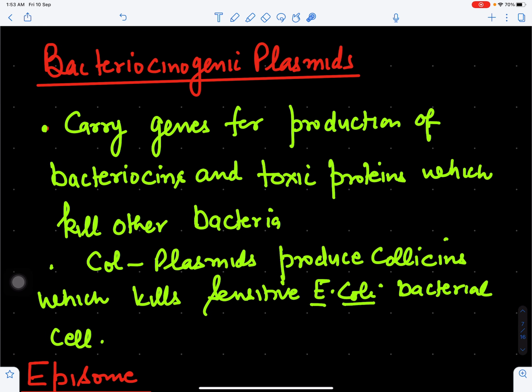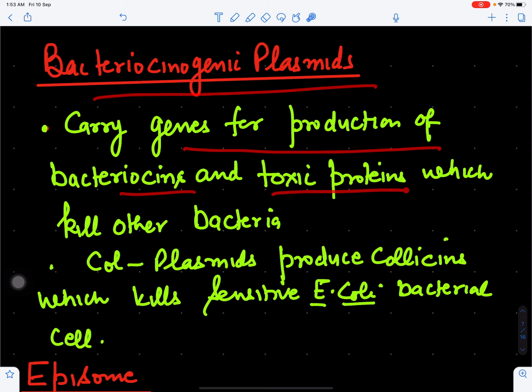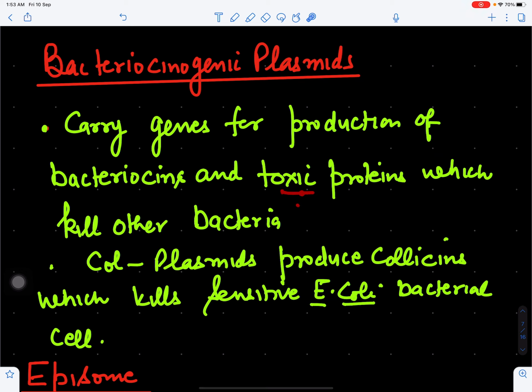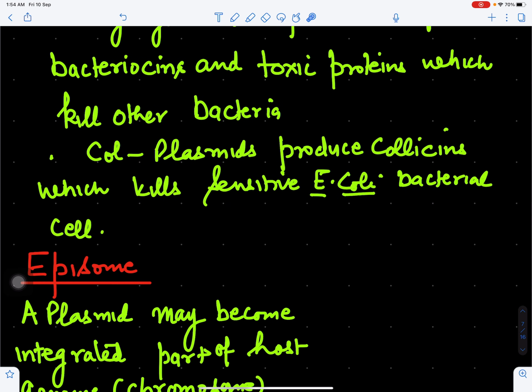Now next plasmids are bacteriogenic plasmids. These plasmids carry genes for the production of bacteriocins and toxic proteins which can kill other bacteria. Bacteria which have this toxin producing protein can kill other sensitive bacteria. So-called colicin plasmids produce colicins which kill sensitive Escherichia coli bacterial cells. So these are called bacteriogenic plasmids.